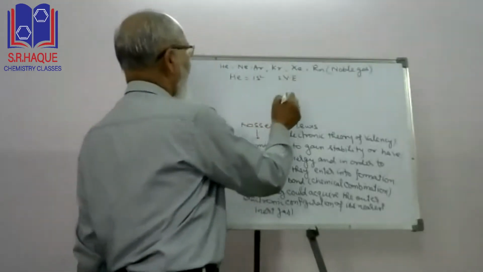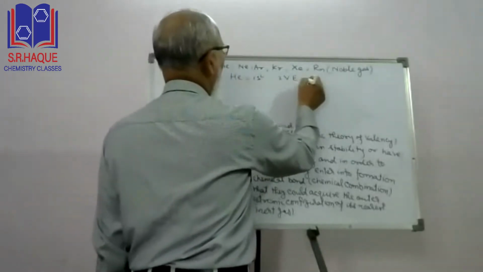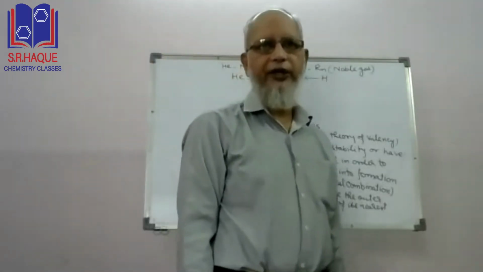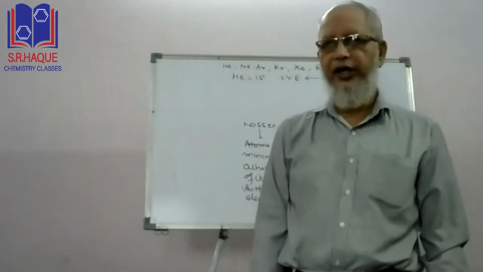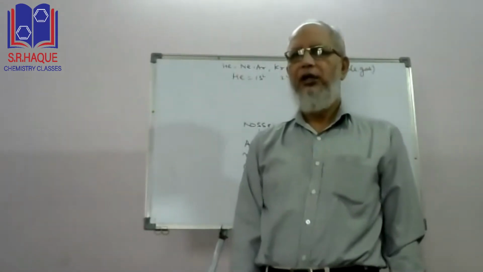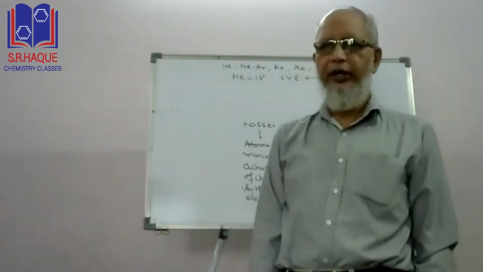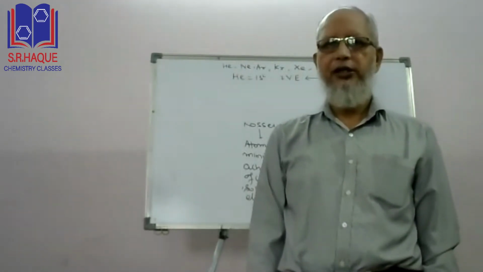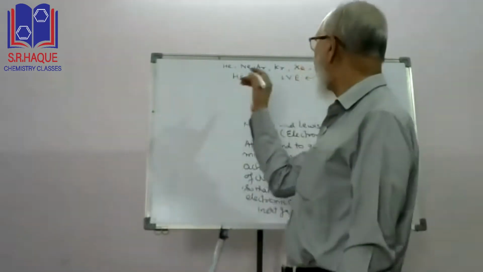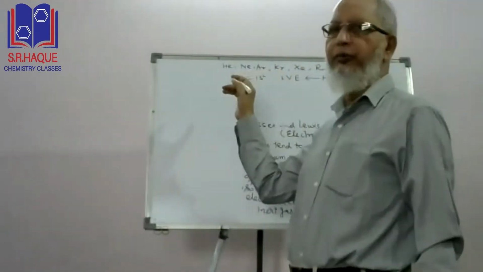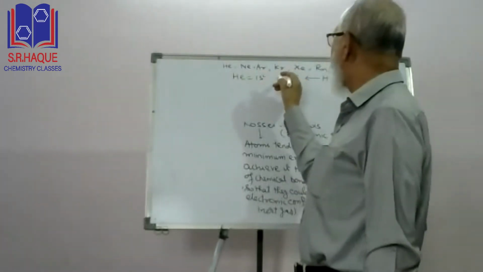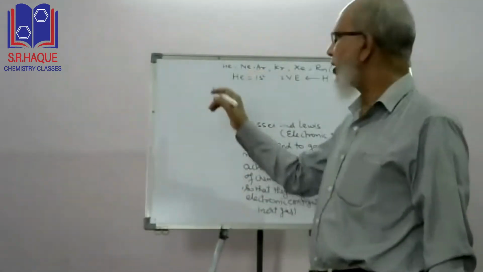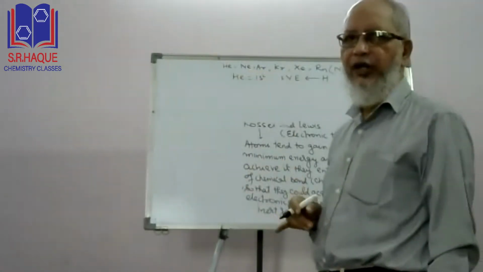So the nearest inert gas of hydrogen is helium. That's why hydrogen will tend to acquire the outer electronic configuration of the nearest inert gas. In this way, the number of electrons contributed by an atom in the formation of the chemical bond will be termed as its valency. So hydrogen needs one electron. I will show it by the Lewis dot structure also. It needs one electron to get the nearest inert gas electronic configuration. That's why the valency of hydrogen is 1.